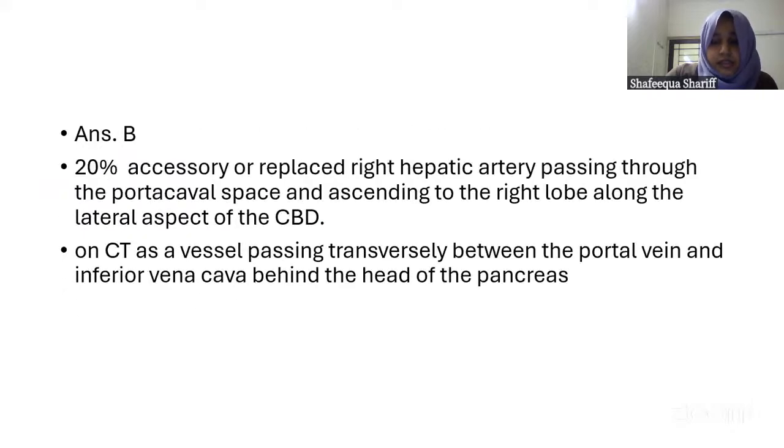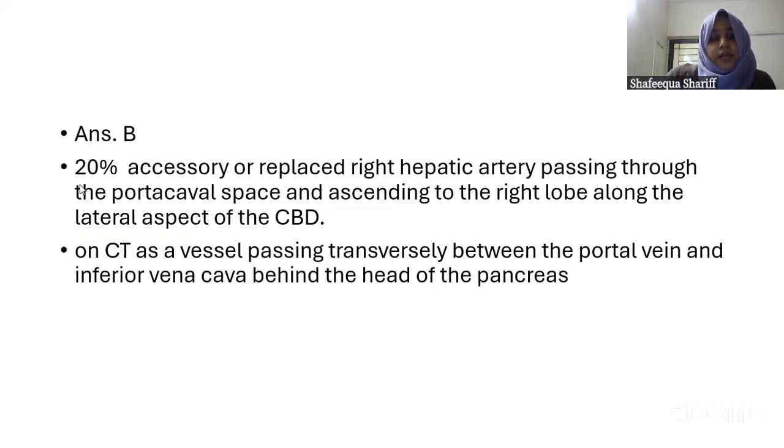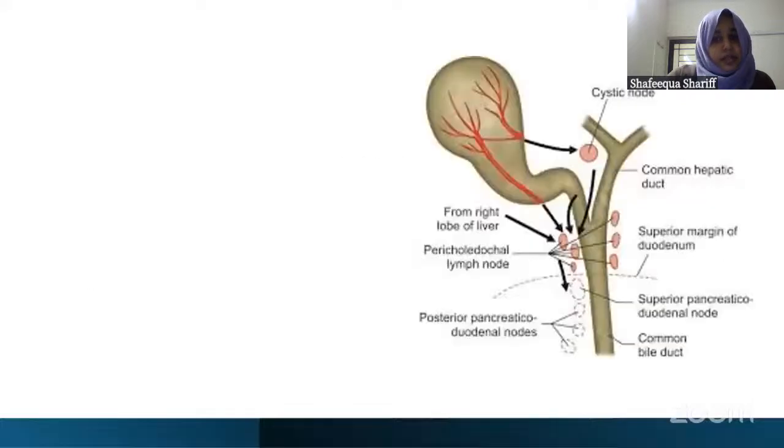The answer is accessory right hepatic artery. In 20% of people, an accessory or replaced right hepatic artery passes through the portocaval space and ascends to the right lobe of the liver along the lateral aspect. On CT, you can see a vessel. It passes between the portal vein and the inferior vena cava behind the head of the pancreas.